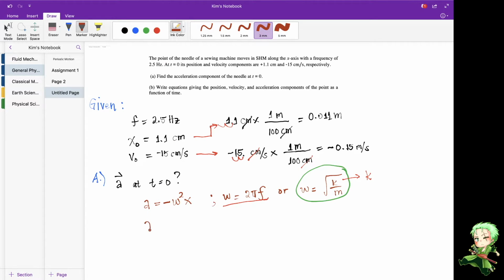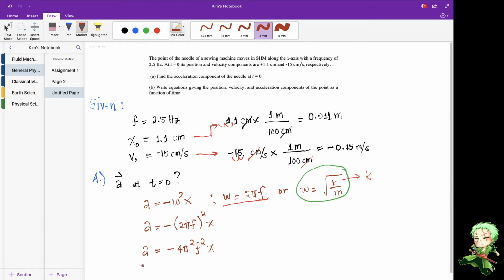So you'll have acceleration equal to the negative of omega squared. Omega is just 2 pi f, and you square everything and then multiply by x. So acceleration then is equal to the negative of 4 pi squared f squared multiplied by x, when you distribute the square.